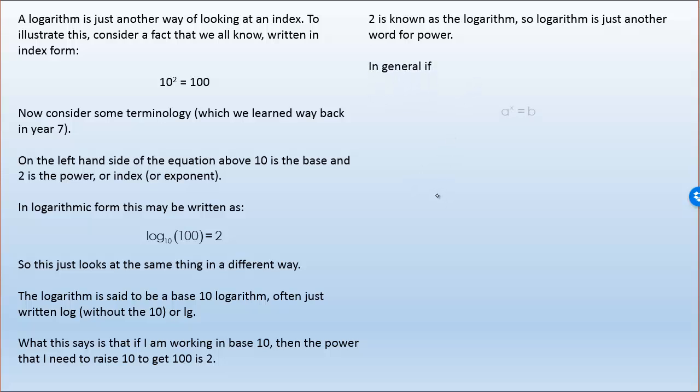In general, if we have a to the power x is b, now note here that a is the base, x is the index, and b is a number, then log to the base a of b is x. In other words, to get b, we need to raise a to the power x, as we can see when it's in index form. So remember, this is index form, and this is logarithmic form.